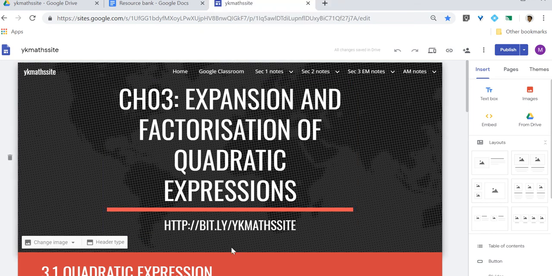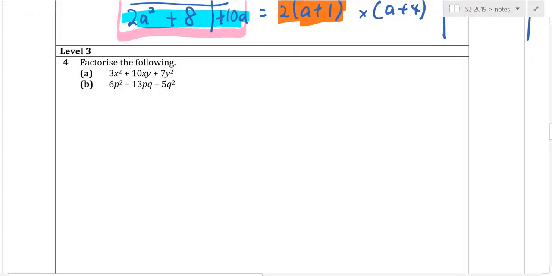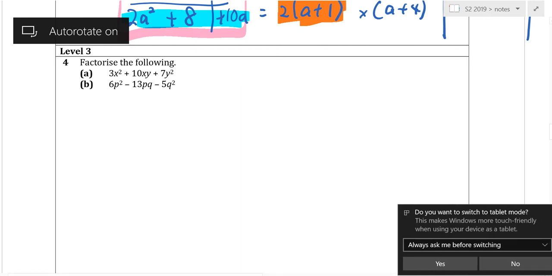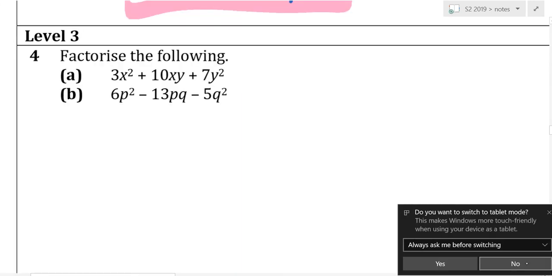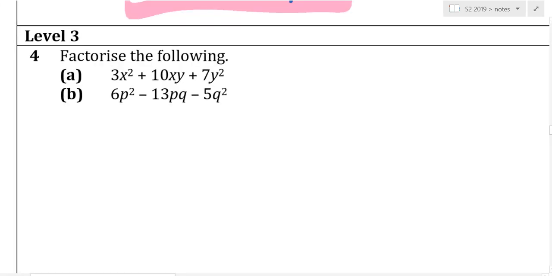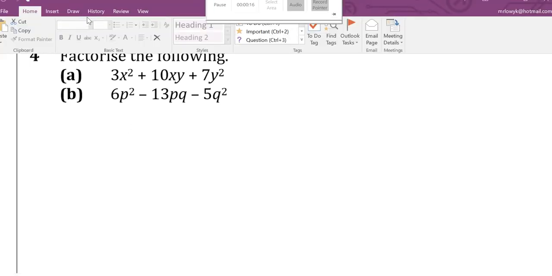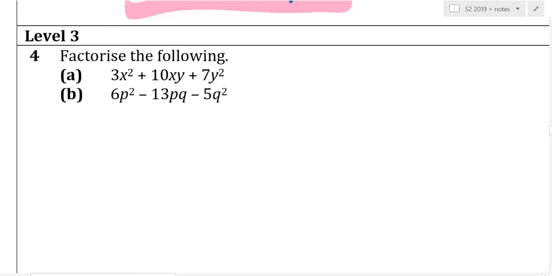x squared. Now for the cross method, we upgraded. Upgraded to what? Now I have x squared, I also have y squared. So how do I do this kind of question? So let's say 4a, 4a, still 4a. This is where we stop, am I correct?